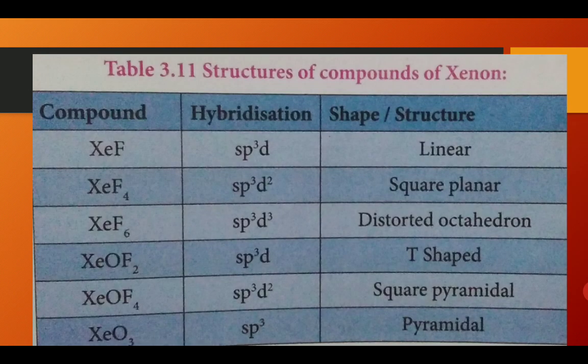And then structures of compounds of xenon are given. The compounds are XeF2, XeF4, XeF6, XeOF2, XeOF4, XeO3. Then hybridizations are sp3d like this. And if you see the structures, you have linear structures, square planar, distorted octahedron, T-shaped, which you have already seen. It has hybridization sp3d, and then square pyramidal sp3d2 and pyramidal sp3. The example is XeO3, the final one.